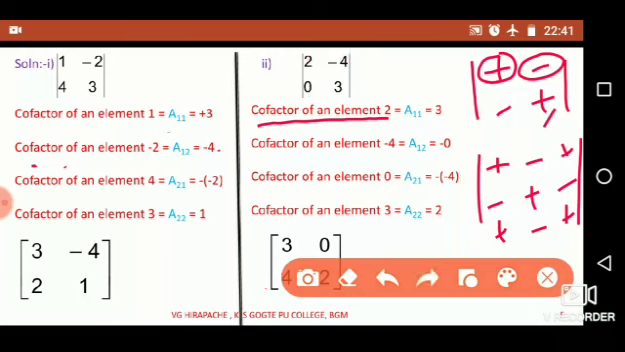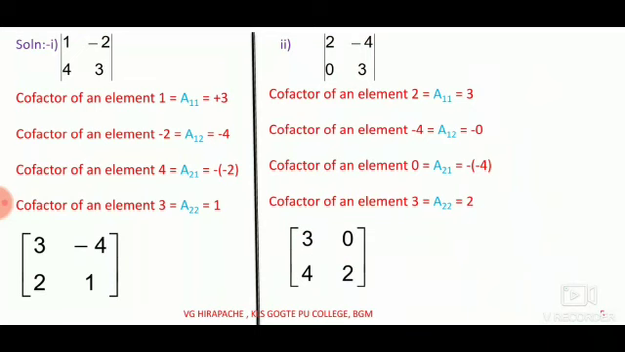Finally, we can find the cofactor of 3. Before I find the cofactor of 3, let me find the minor of 3, which is 2. And this 2 is multiplied by plus sign, then it becomes again plus 2. That is nothing but the cofactor of 3 is plus 2. Therefore, in this case, the cofactors of each and every element are 3, 0 and 4, 2.